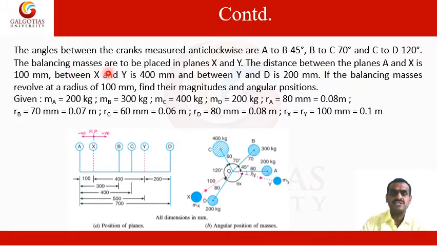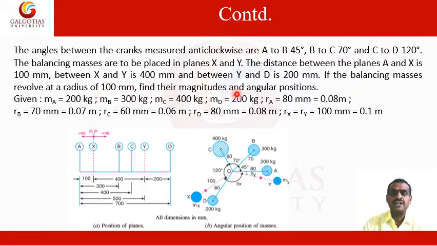The balancing masses are to be placed in planes X and Y. This is the position of planes diagram. The distance between planes A and X is 100 mm. Between X and Y, the distance is 400 mm. And between Y and D is 200 mm. The balancing masses revolve at a radius of 100 mm.